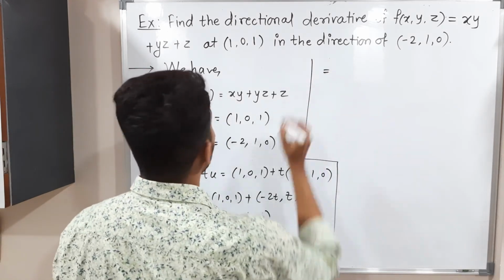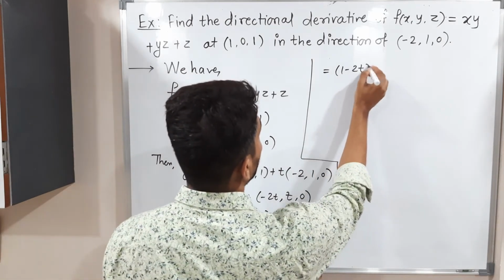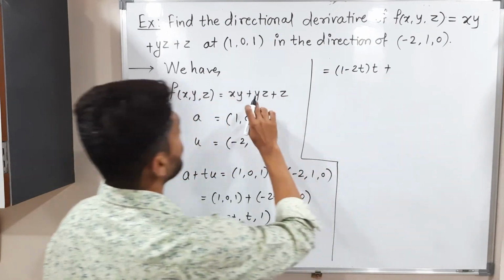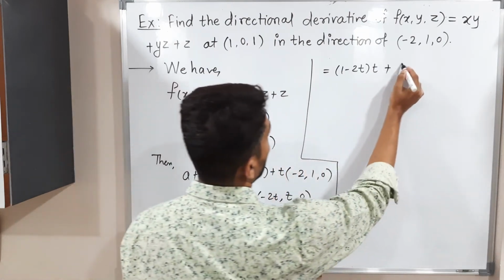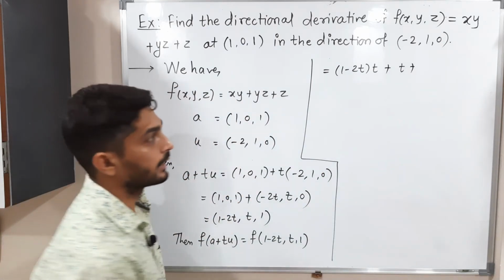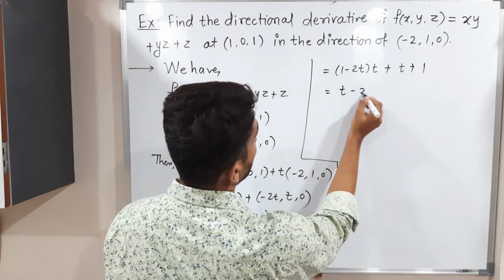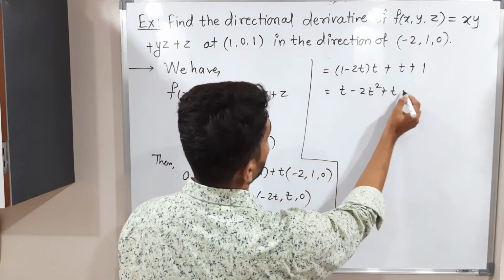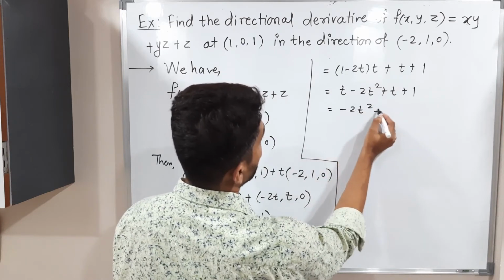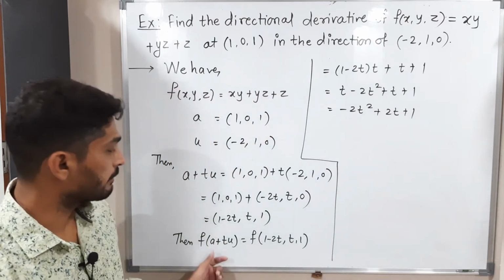So let us apply the definition and find its value. This is equal to x into y, that is 1 minus 2t into t, plus y into z, that is t into 1, which is t, plus z, which is 1. Let us multiply first: t minus 2t square plus t plus 1. Adding, we have minus 2t square plus 2t plus 1. In this way we calculated f of a plus tu.